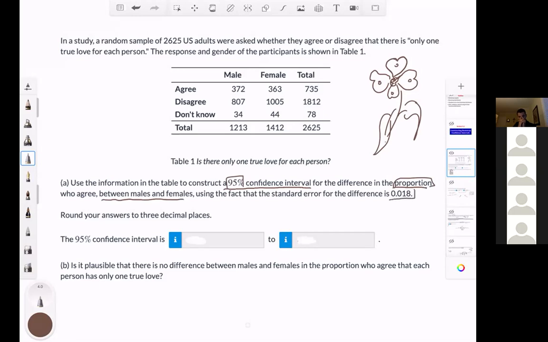We use the fact that the standard error, SE, is 0.08, and the formula is the estimate plus minus 2 times SE. The difference in proportions is P hat of male minus P hat of female. That's what we need to do.